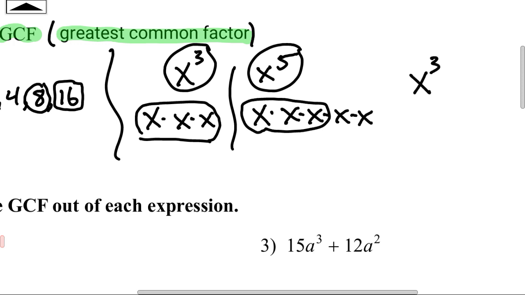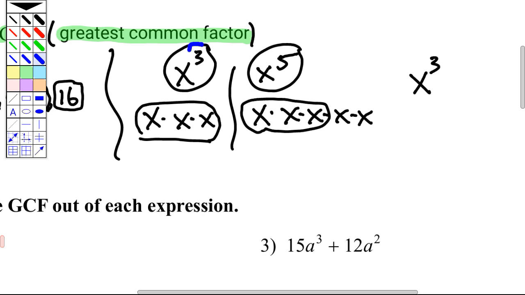So when you're dealing with variables, the easiest way to think about it is it's always going to be the smaller of the exponents. So let's see some examples here.